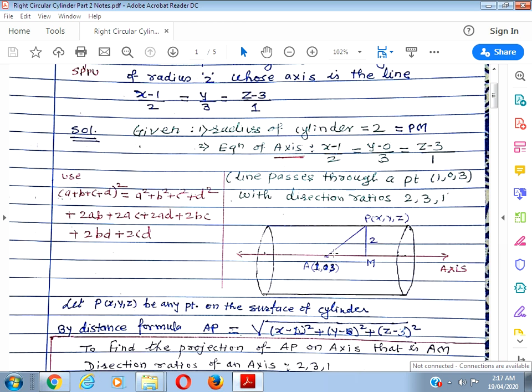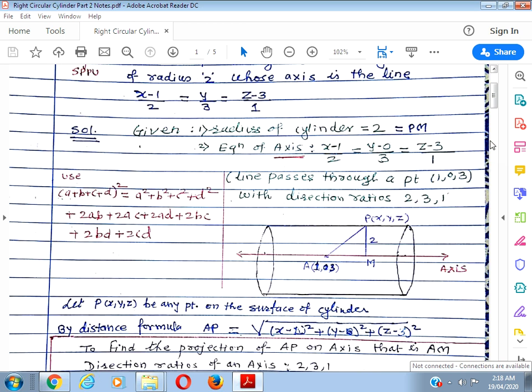AP you can find out because on AP two points are known to you. First one is (1, 0, 3) and second point is (x, y, z). Means using distance formula you can find out AP, distance AP. This is the distance formula: under root of (x minus 1) whole square plus (y minus 0) square plus (z minus 3) square.